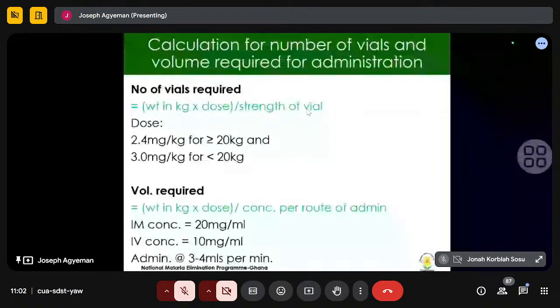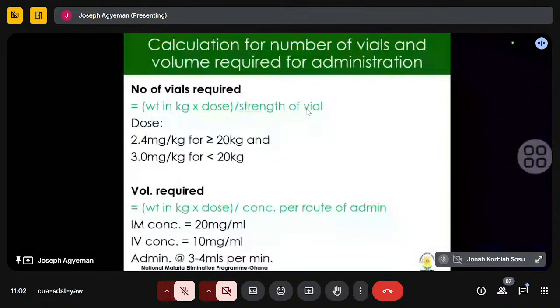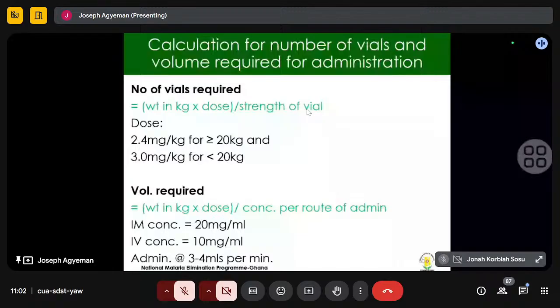For artesunate, in case the patient doesn't get better after the first 3 doses, which is the 24 hours, maintain the same dose. Don't reduce to half the dose. Maintain the same dose. If it's an adult, or at or above 20 kg, 2.4. Below 20 kg, 3.0. Maintain it once daily for 6 additional days for artesunate, making a total of 7 days.